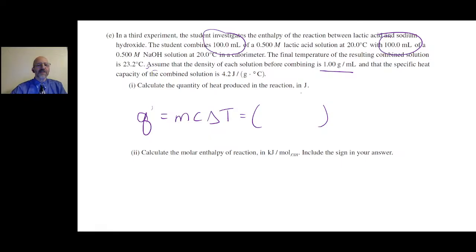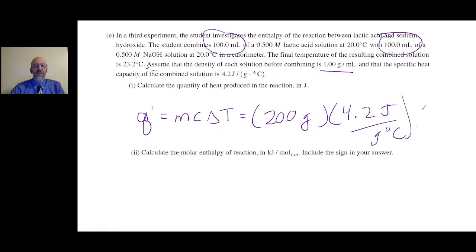Okay, so I'm going to write 200 for my mass. They give me the specific heat capacity in this problem. And now the change in temperature, it was 20 degrees Celsius. Now it is 23.2 degrees Celsius. That's a difference of 3.2. So if you do that math, you will get your answer in joules. You don't have to worry about a positive or a negative sign here because, in my opinion, quantity is kind of like magnitude or absolute value. But in the next part, include the sign in your answer.